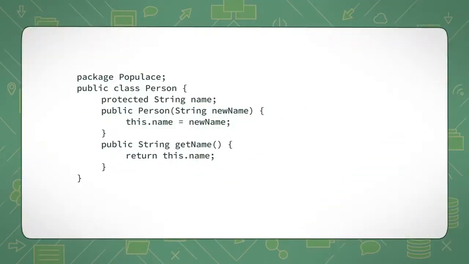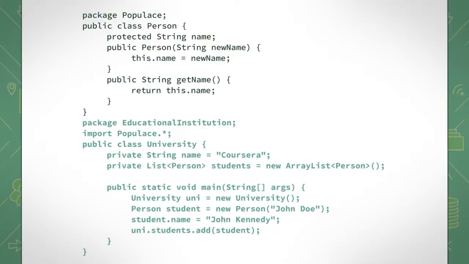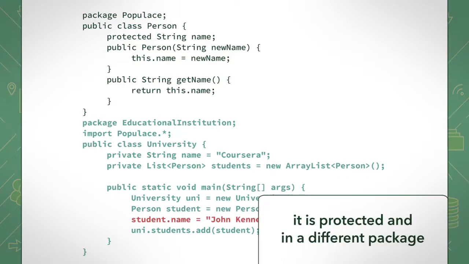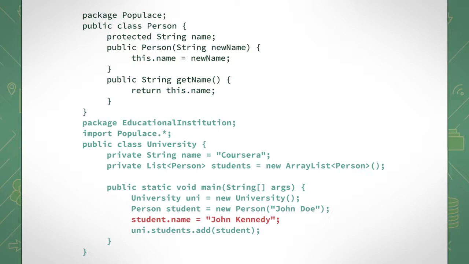We have put the person class in a package called populace, which contains all classes related to the people of a country. Notice that the person's name attribute is protected. The university class is in a new package called educational institution. This package imports everything in the populace package, which will give us access to the publicly accessible person class. If you look at the main method, you'll notice the emphasized line of code. This is to bring your attention that this line of code does not work. We cannot access the name attribute from the person class because it is protected and it is in a different package. This access modifier also applies to methods in classes.